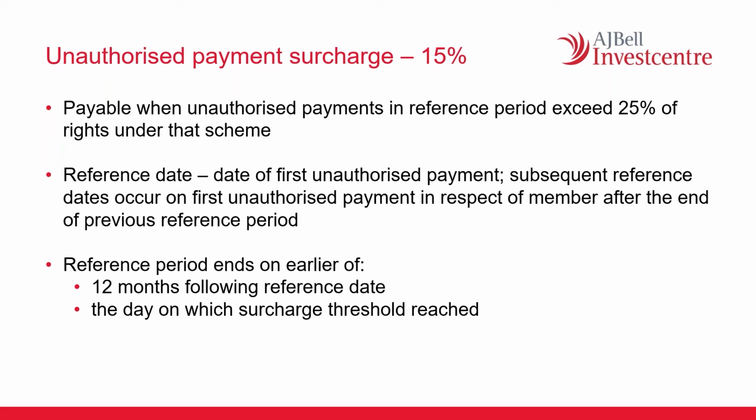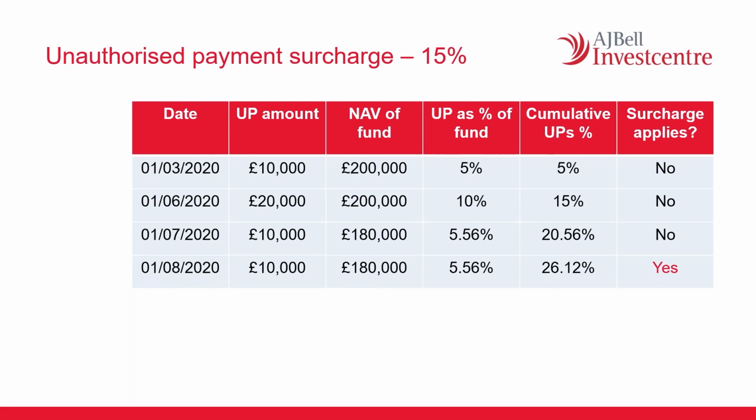And then the next period will start on the first unauthorised payment after that. That's probably not that clear to understand, so I've done an example on the next slide, which I think makes it a lot clearer. So the unauthorised payment surcharge then. Here we've got dates and unauthorised payments.